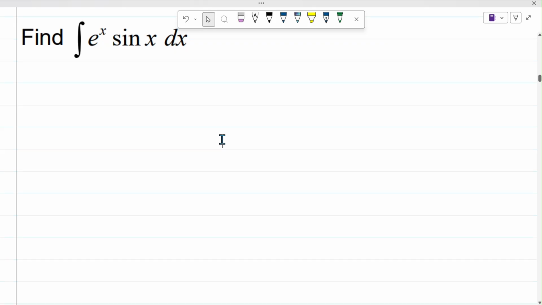All right. So LIATE is still applicable. So let me just write LIATE. This is the most important thing. Now let's identify the two different functions that we have here. We've got an exponential function and a trigonometric function. According to the LIATE order, a function that comes first, we differentiate it. A function that comes last, we integrate it.